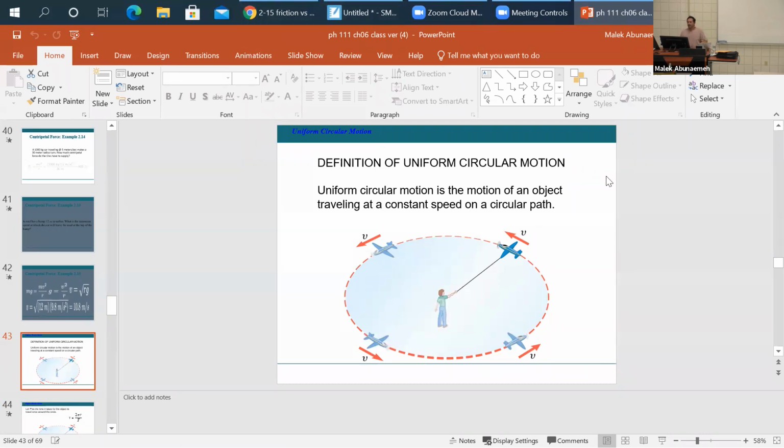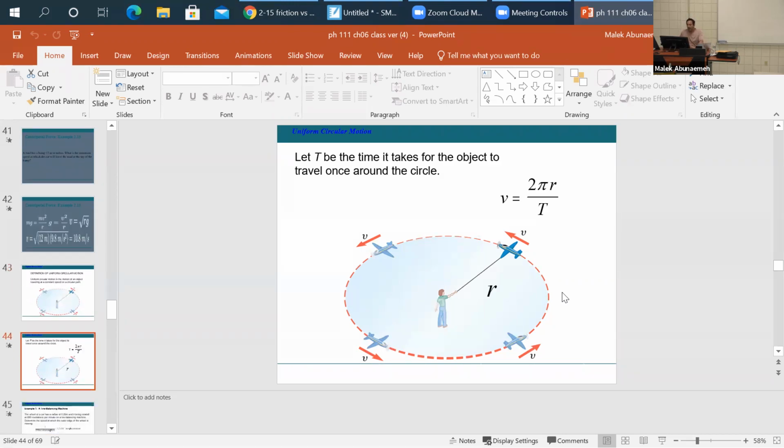Now, the uniform circular motion. Uniform circular motion is the motion of an object traveling at a constant speed in a circular path. Now, your velocity in this case will be 2 pi r over t.